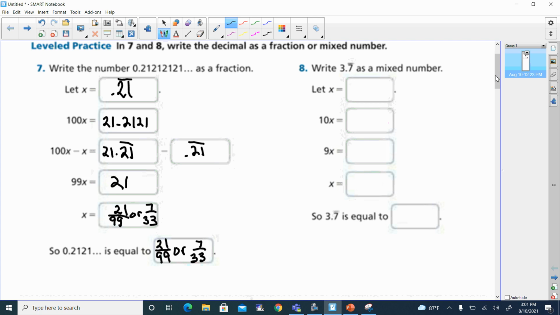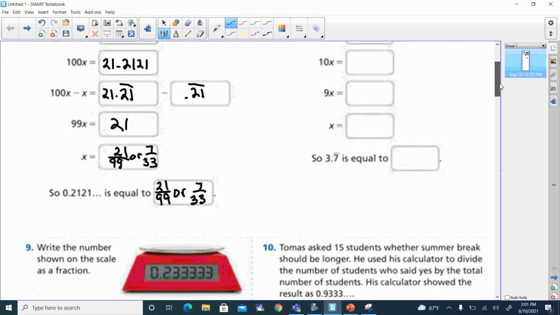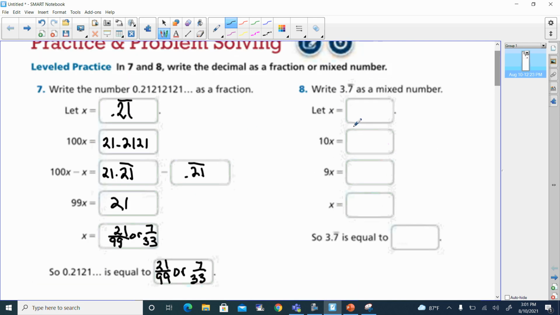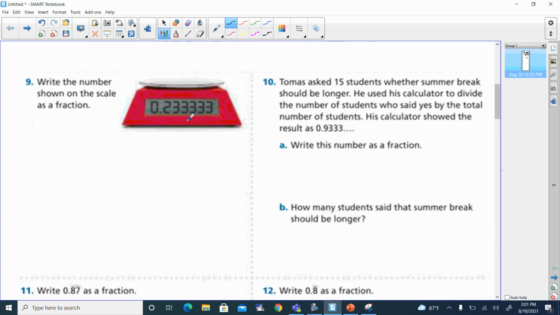All right, number 8 is for you to do. I'm doing all the odd ones to show you what to do. You'll do the even ones over here. Number 9 says, write the number shown on the scale as a fraction.